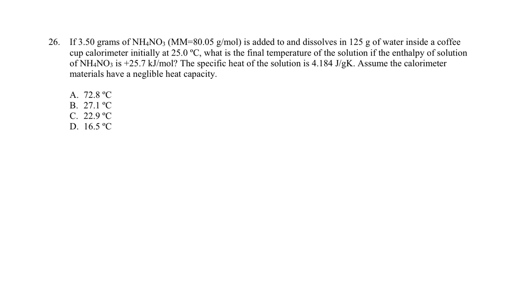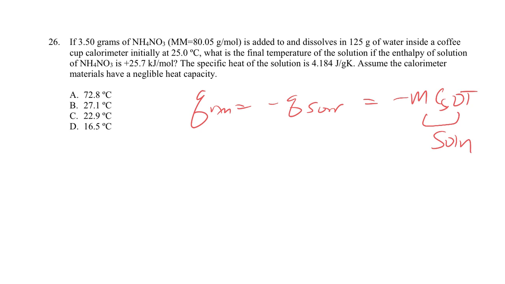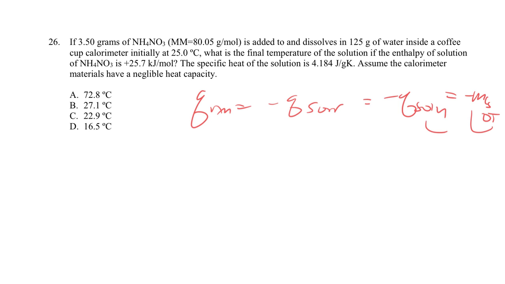Okay, so what this means here is that the Q of our reaction is the negative Q of the surroundings, and the surroundings is the negative m c_s delta T of our solution. Let me rewrite this one other way. Let's say our surroundings is the solution. The solution is negative m c_s delta T. So the mass of the solution, c_s of the solution, delta T of the solution. Q reaction is the heat of the reaction occurring inside the calorimeter.